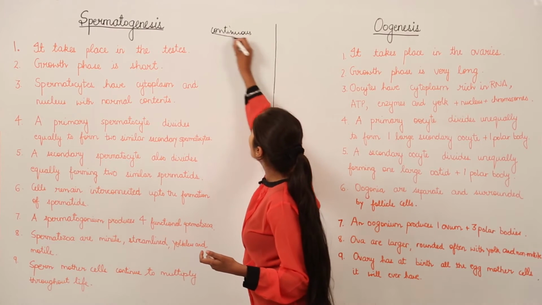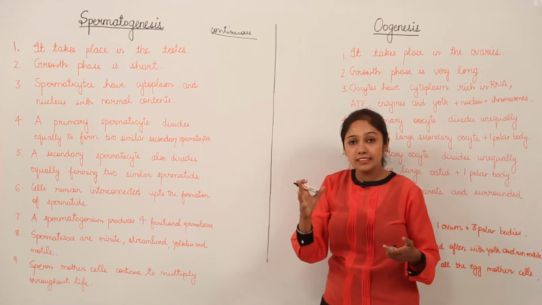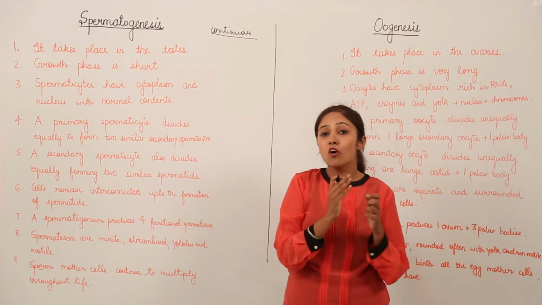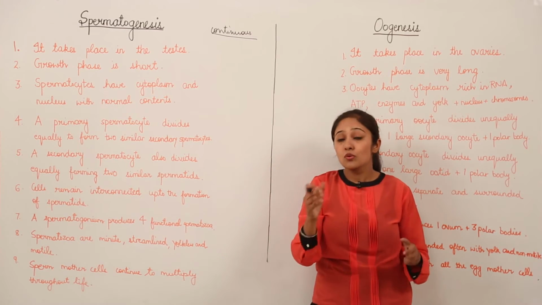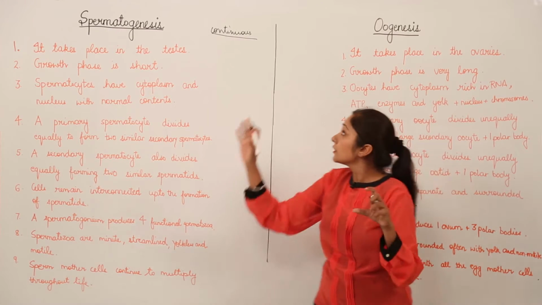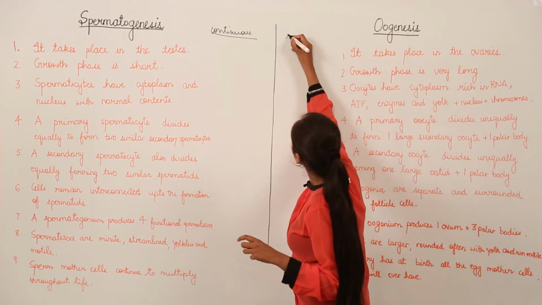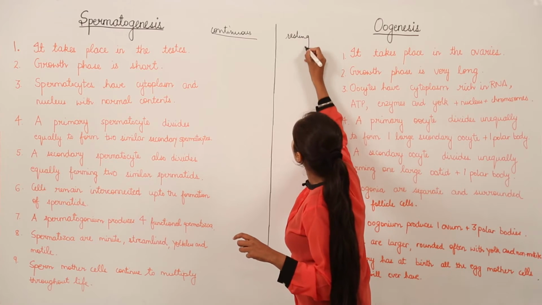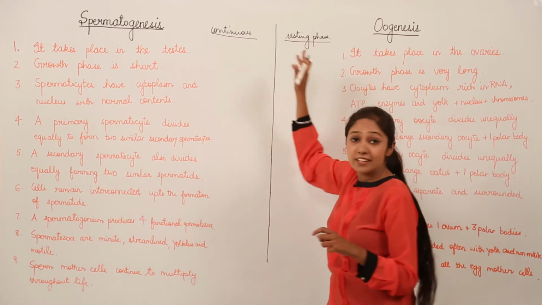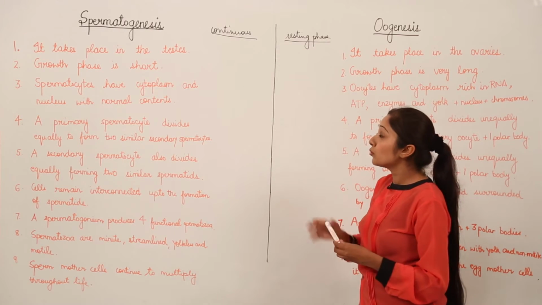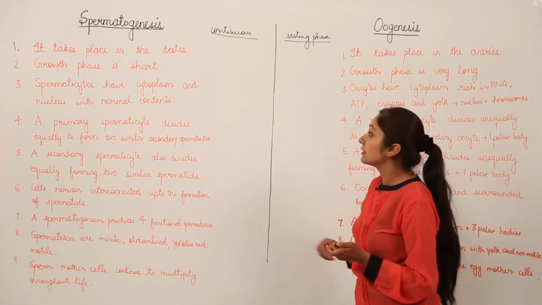In case of oogenesis, there are phases which are of longer duration. There are a lot of resting phases, so it has a long resting phase. So oogenesis is not continuous. Why is it not continuous? Because it has a long resting phase. Now let us move on to the points of difference between these two processes.